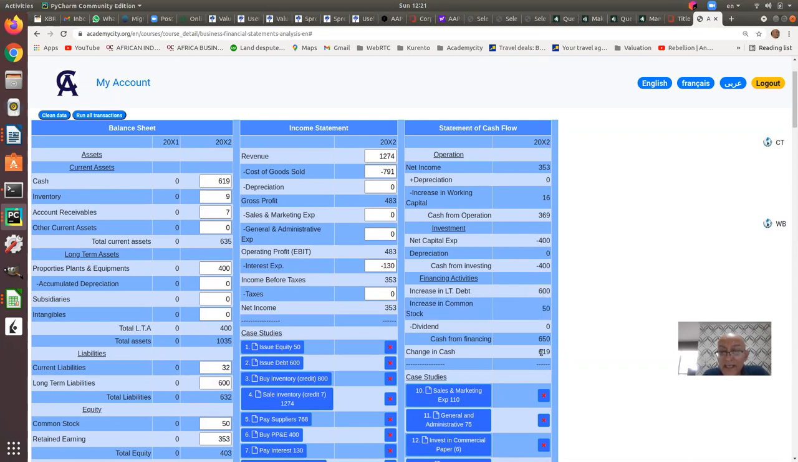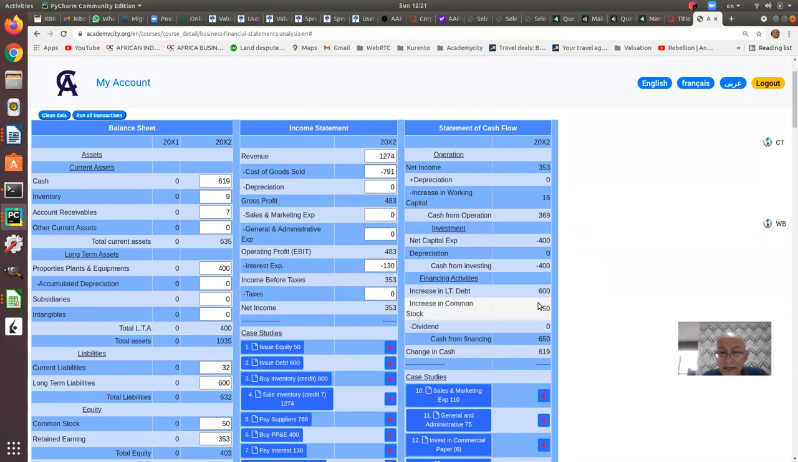So why did the cash go up only by 619? Very simple. I raised 650. I made a profit of 369, but I used 400. That difference, 400 minus 369, I'm short. I don't have enough cash. How much is that, by the way? 31. Hey, 31 has to come from somewhere.